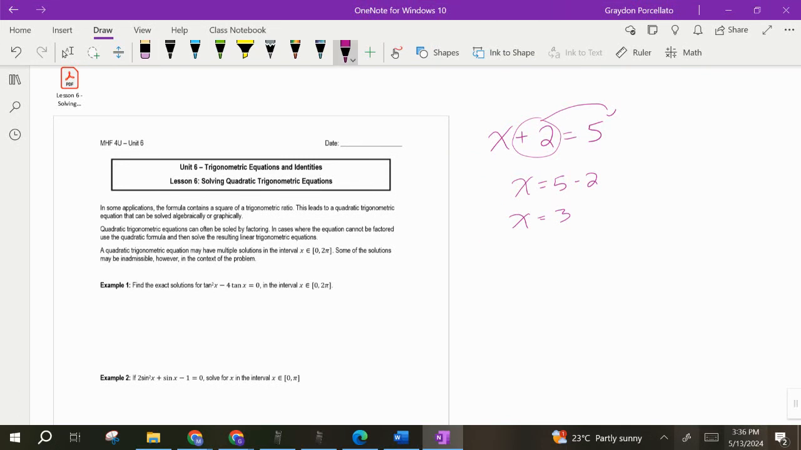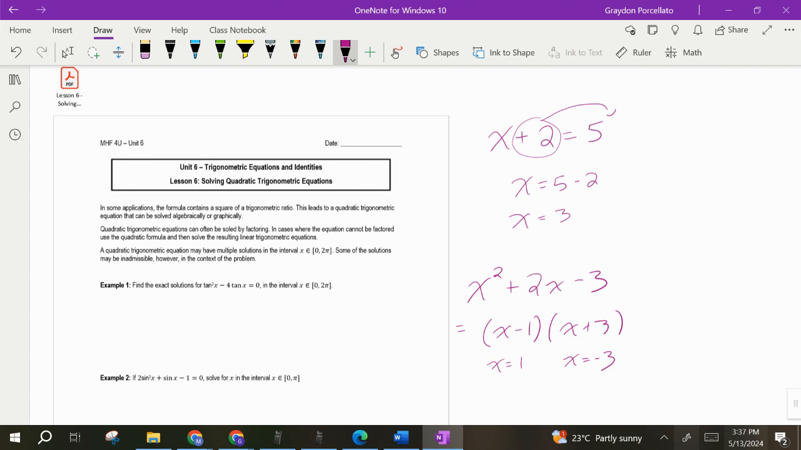When I'm solving quadratic trig equations, think about quadratic equations first. I'm solving things like this. How do I solve that? I factor it. What 2 numbers multiply to negative 3 and add to 2? That's x minus 1 and x plus 3. So my solutions are x equals 1 and x equals negative 3.